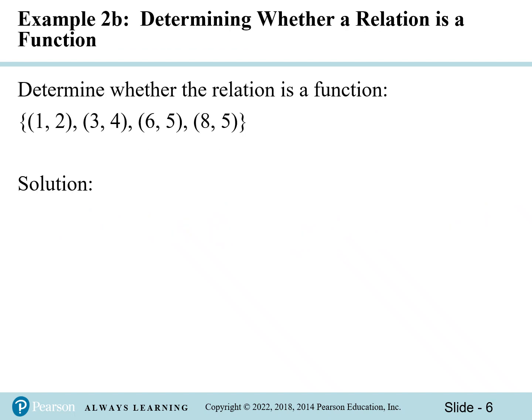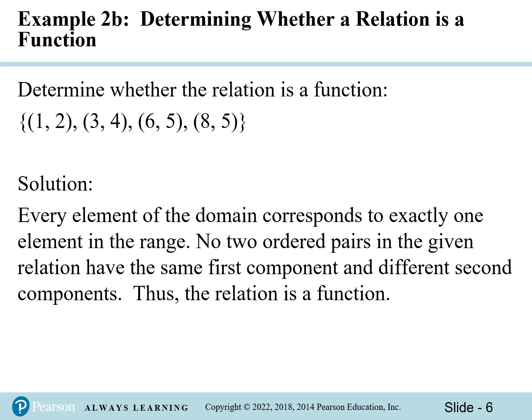So for example 2b, determining whether a relation is a function. Determine whether the relation is a function. My x values are 1, 3, 6, and 8. Do they repeat? Nope. Therefore, this is a function. You don't have to write all that out, but this is really what we're looking for. The relation is a function. If the x values repeat, then it's not a function.